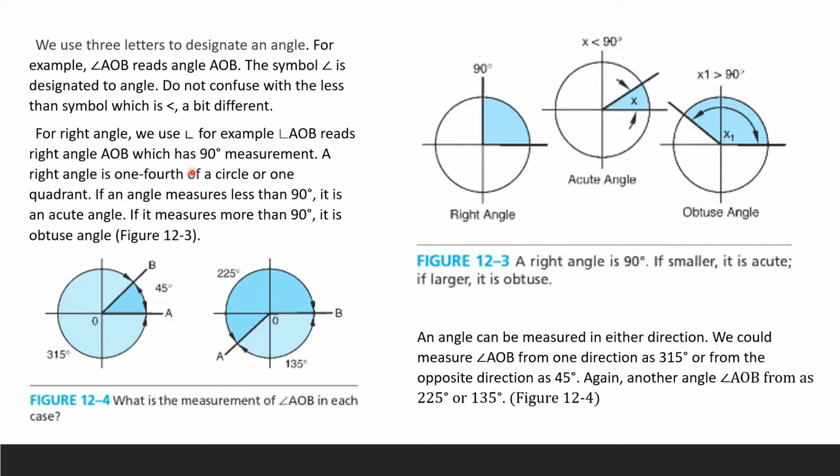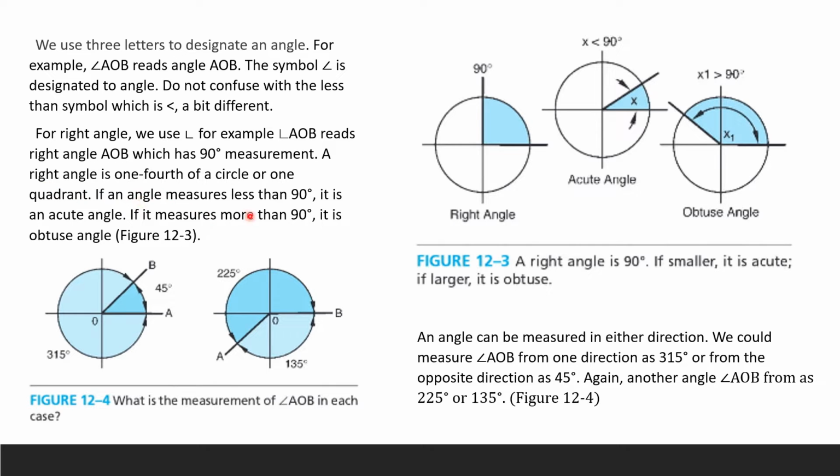For a right angle, we use the right angle symbol. See, these two hands are totally 90 degrees to each other. So for example, right angle AOB. That's not a right angle, that's just a simple angle AOB. So right angle AOB reads as the right angle AOB, which has a 90 degree measurement. A right angle is 1/4 of a circle, because you have 4 of them, 360 degrees in a circle in total, or 1 quadrant. Since there are 4, we call 90 degrees of a circle a quadrant.